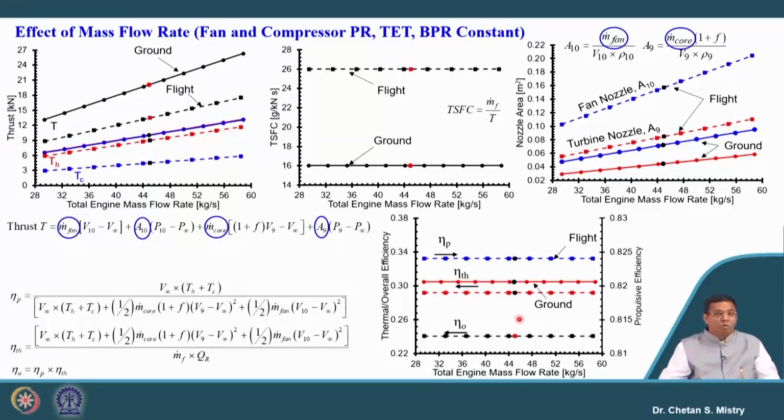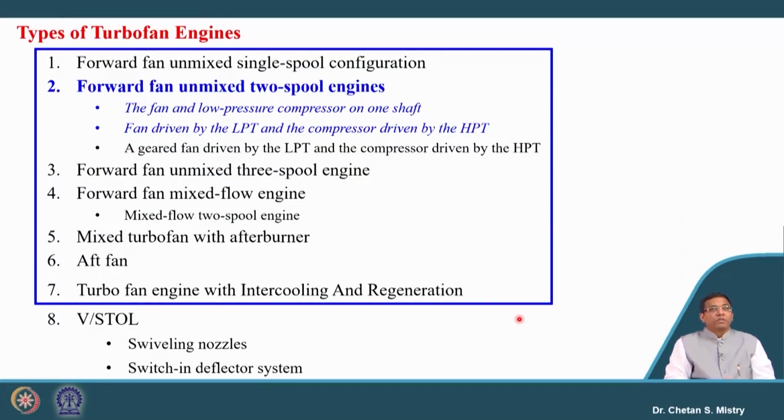Okay. Now, with this we have discussed the forward fan unmixed single spool configuration. From next week we will start with the forward fan unmixed two spool configuration, where we focus on two kinds of engines. First, fan and low pressure compressor on one shaft. Secondly, fan driven by LPT and compressor driven by HPT.